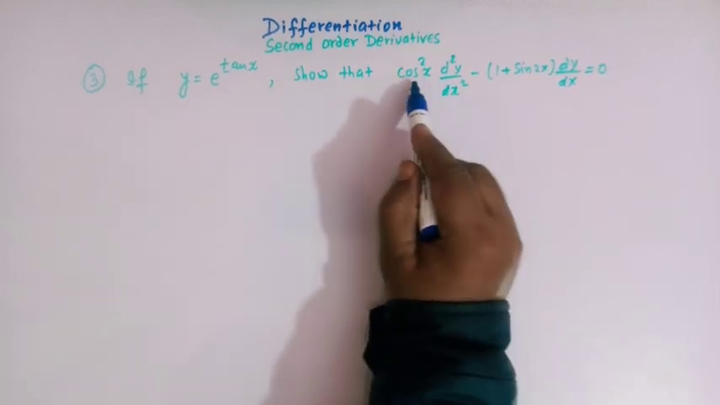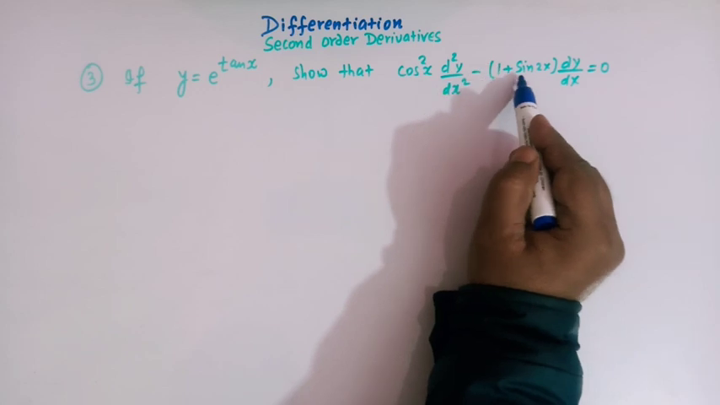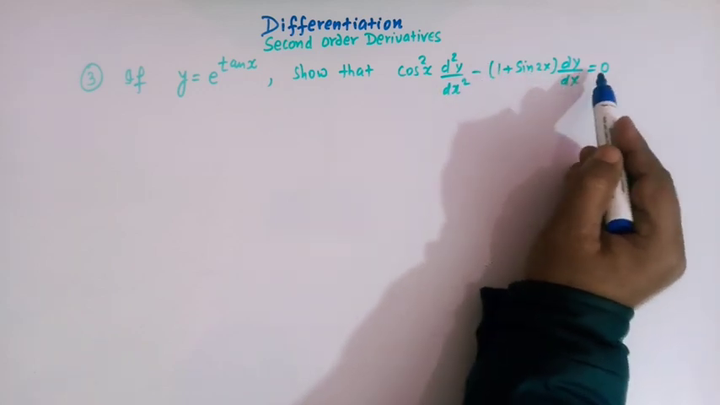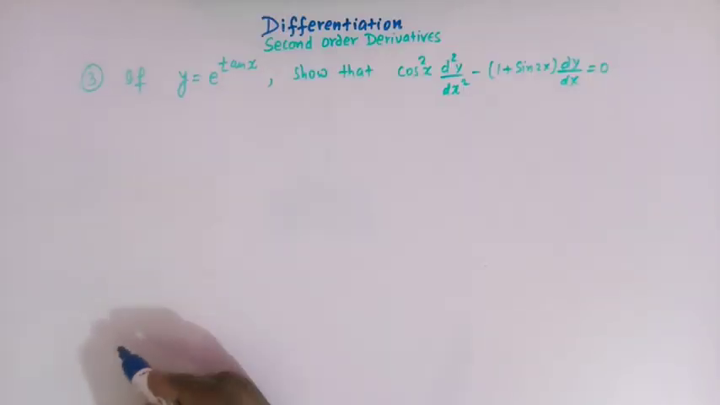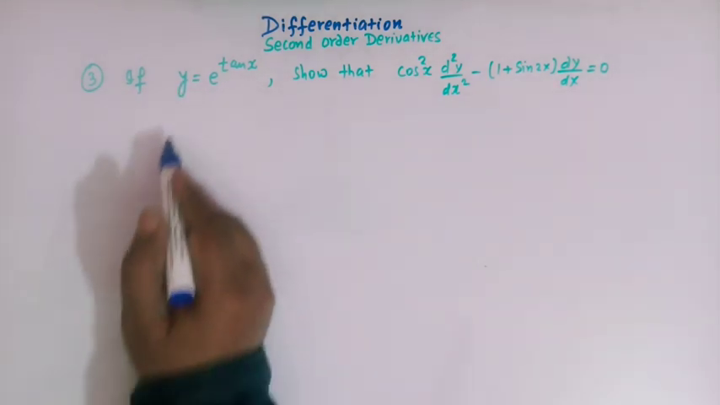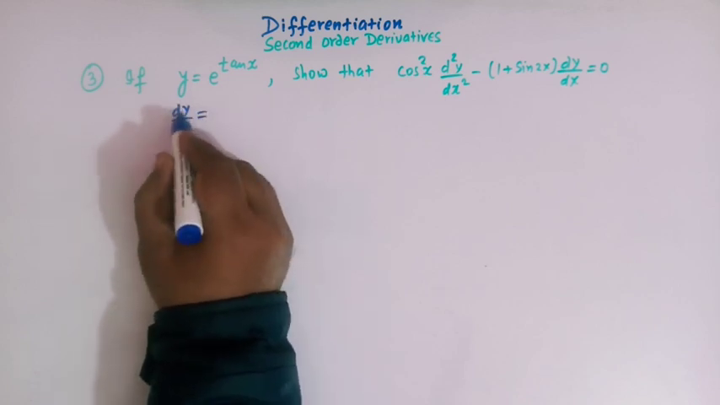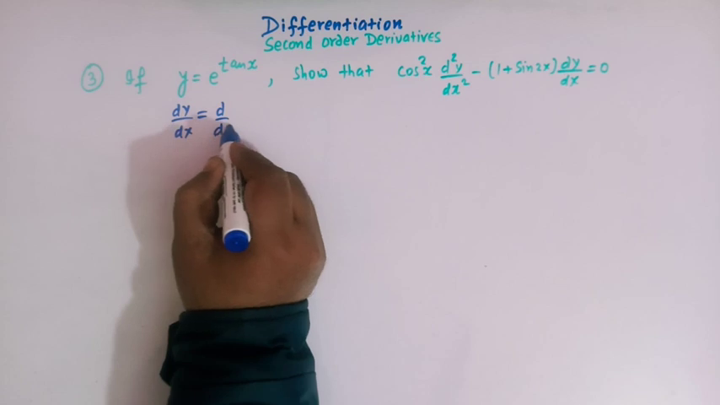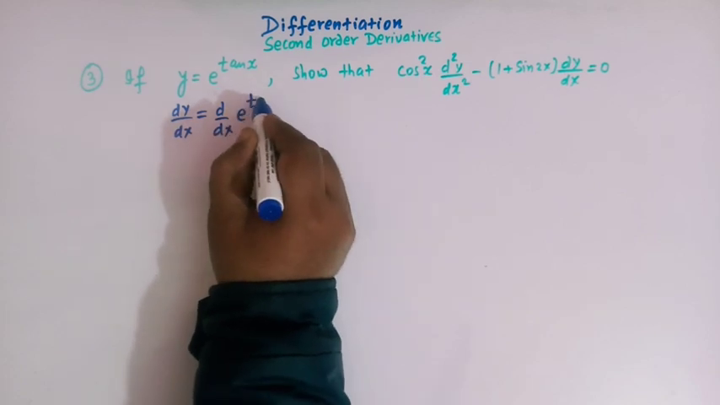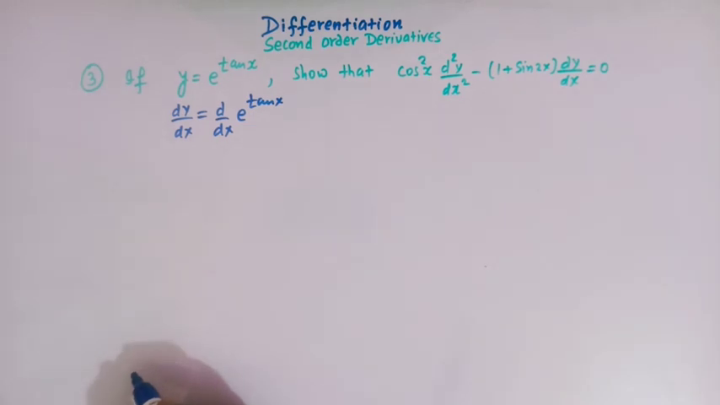We have to show that cos²x d²y/dx² minus (1 plus sin 2x) dy/dx is equal to 0, right? So again we'll first find the first derivative, that is dy/dx. So dy/dx is d/dx of e^(tan x), and here again we have to make use of the chain rule, right?